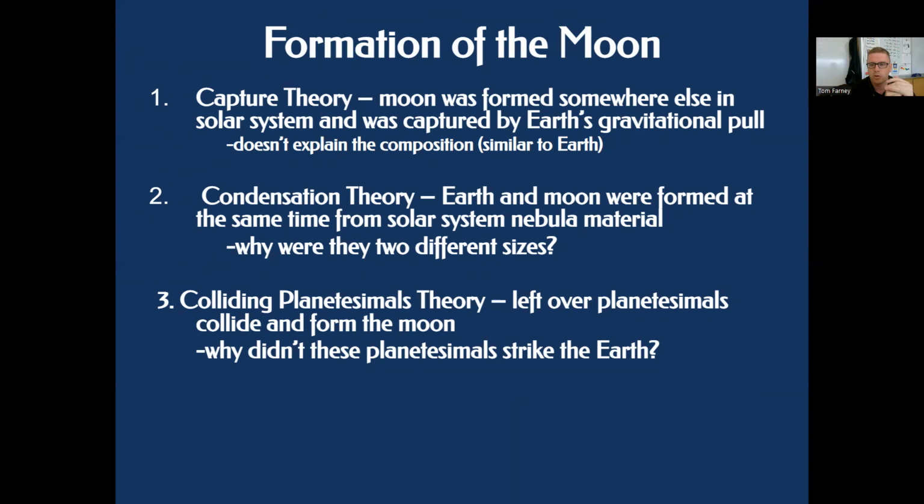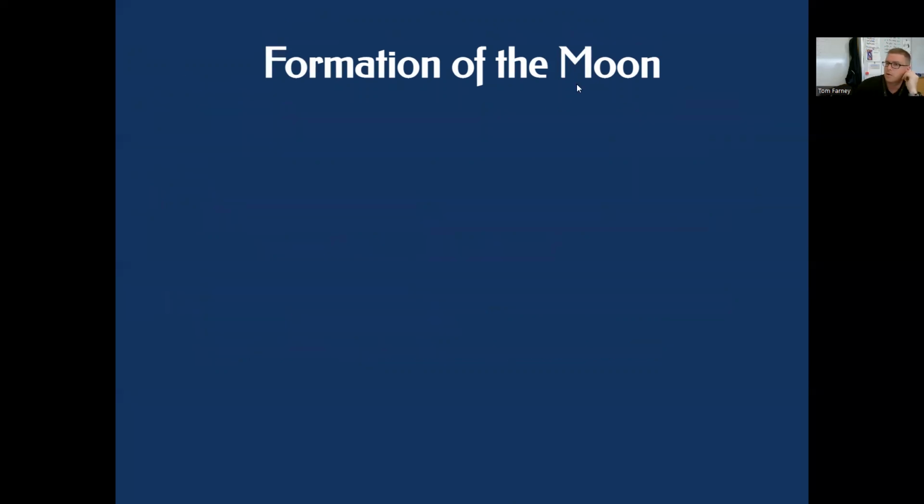Condensation theory is that the moon and the Earth were formed at the same time from the solar system nebula material. Again, we're going from planetesimals to protoplanets, and then the remaining debris forms other things. But it gives us this question: why are they two different sizes if they formed at roughly the same time? Colliding planetesimals theory is that leftover planetesimals collided and formed the moon. And then the question is, why didn't these strike the Earth?